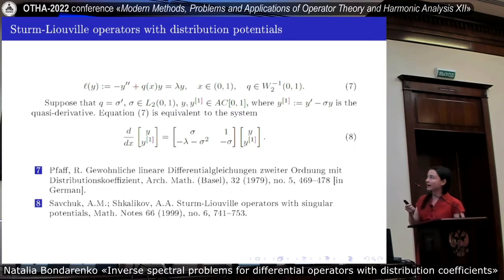In general, if y is sufficiently smooth, then the left-hand side of equation 7 is correctly defined in the space of generalized functions. But if y is of this class, y and the quasi-derivative are absolutely continuous, then this differential expression becomes a regular function.